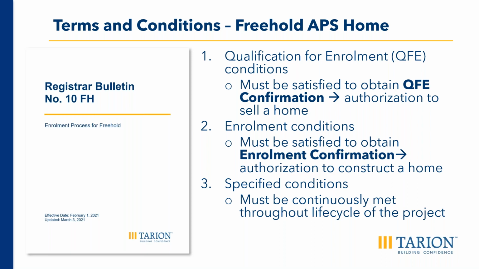The new terms and conditions letters are also structured somewhat differently than they were prior to February 1st. The terms and conditions letters still define the parameters around which one can build and sell, so things like the number of homes and security requirements will still be featured within the letter. However, the new Freehold Agreement of Purchase and Sale letter is now categorized into 3 groups, which are the Qualification for Enrollment Conditions, or QFE conditions, the enrollment conditions, and lastly, the specified conditions.